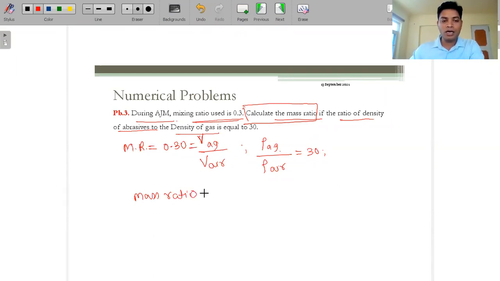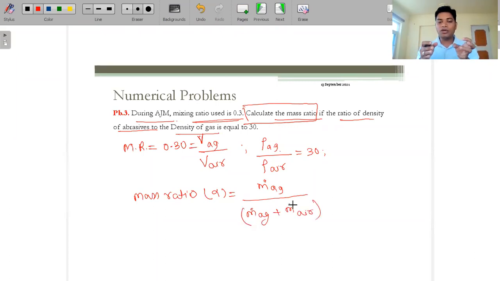Okay, so this is the mass ratio, represented by alpha, and that will be equal to the mass flow rate of abrasive grits upon the mass flow rate of abrasive grits plus the mass flow rate of air, meaning the mass flow rate of the abrasive grit with respect to the total mass in the mixture. This is the mass ratio, because the material removal of the workpiece depends on the abrasive grits. By the way, it depends on the air as well, the pressure through which the air is passing, so that is also important, but we have already seen that in the mixing ratio.